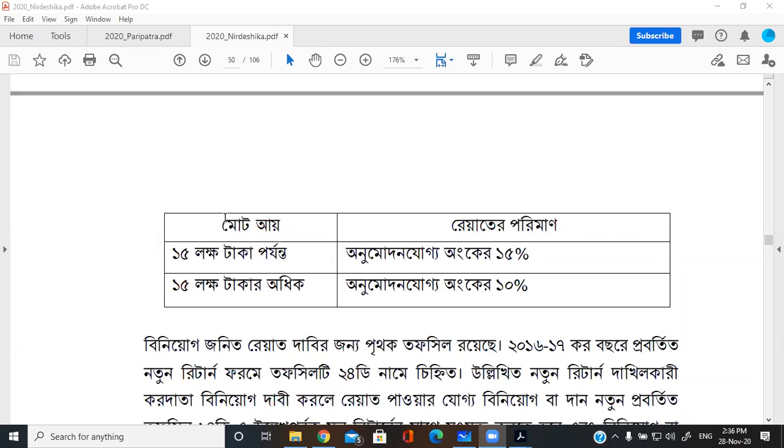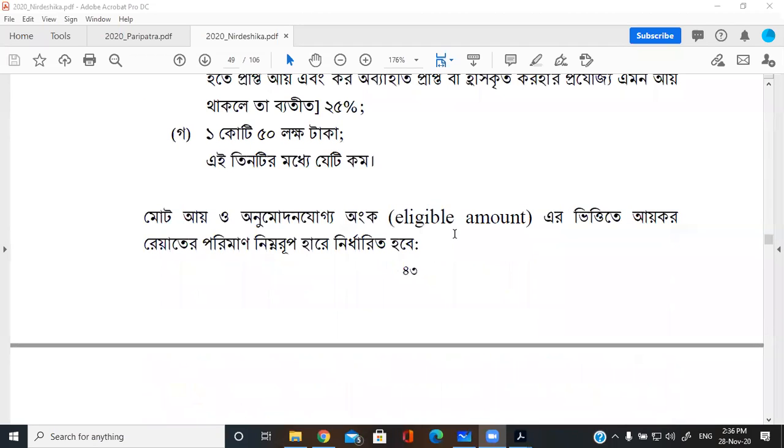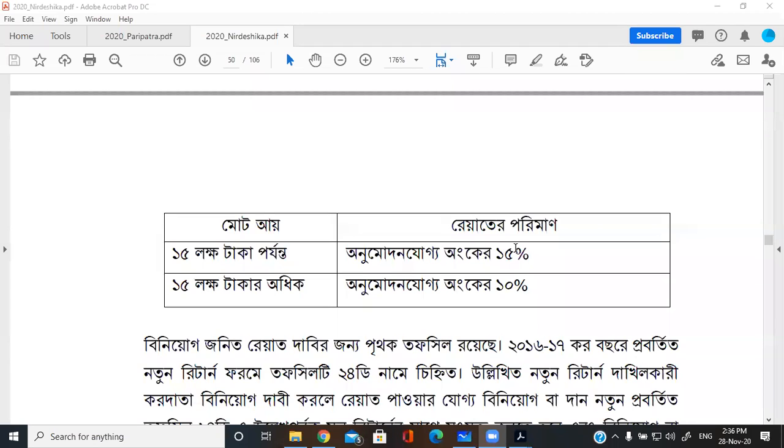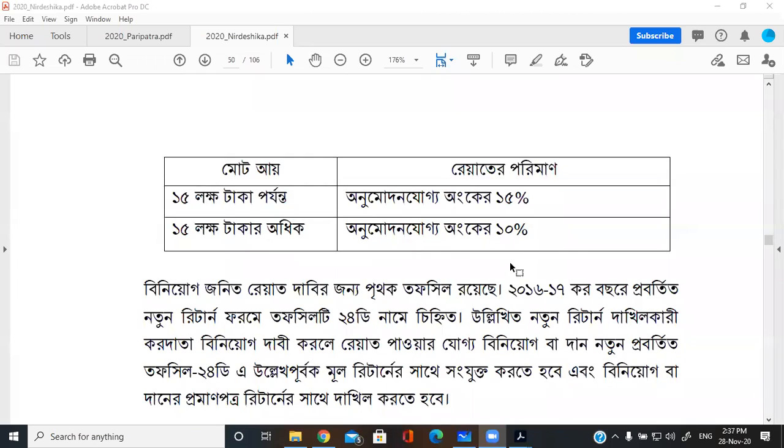So if the total taxable income of an SSC is within 15 lakhs, or maximum 15 lakhs, in that case, out of his eligible amount of investment and expenses, 15% will be rebate. If his total taxable income exceeds 15 lakh, then the eligible amount of investment multiplied by 10% will be his investment tax rebate.